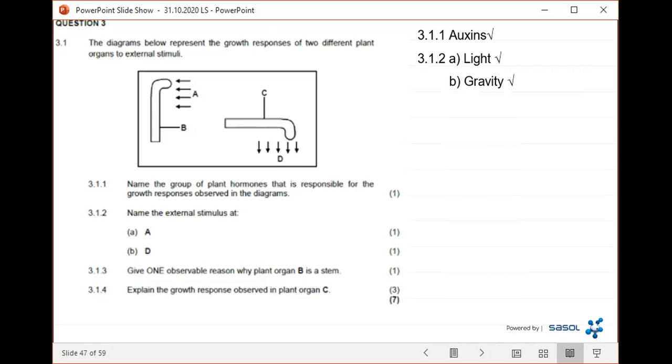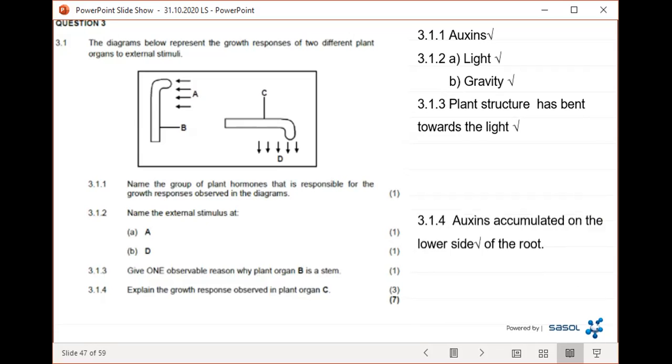In question 3.1.3, give one observable reason why plant organ B is a stem. So the observable reason that we see there is that the plant structure has bent towards the light. And then question 3.1.4, explain the growth response observed in plant C. Explain the growth response observed in plant C, and that is for 3 marks.